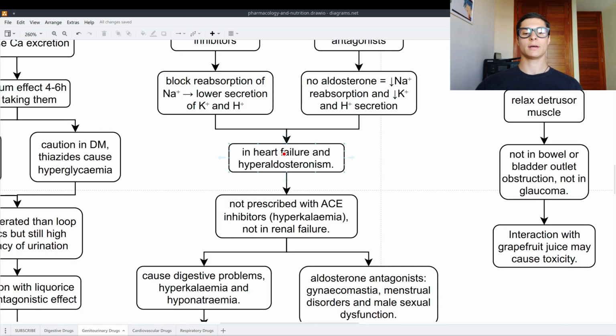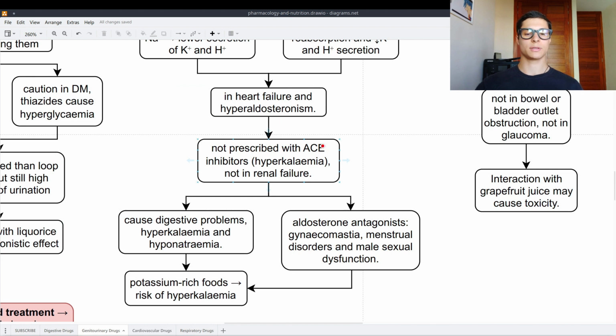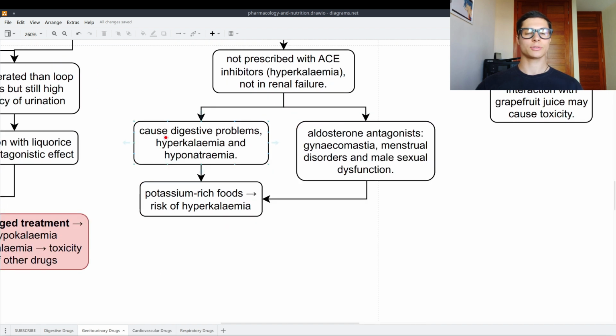They are prescribed in heart failure and hyperaldosteronism. They are not prescribed with the angiotensin converting enzyme inhibitors because they create hyperkalemia, and they're not used in renal failure. They can cause digestive problems as well as hyperkalemia and hyponatremia. In the aldosterone antagonists, there is also gynecomastia, menstrual disorders, and male sexual dysfunction that can happen. And they have an interaction with potassium-rich foods, of course, and there is a risk of hyperkalemia.